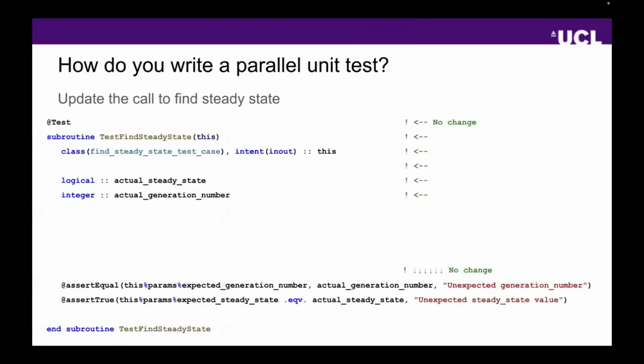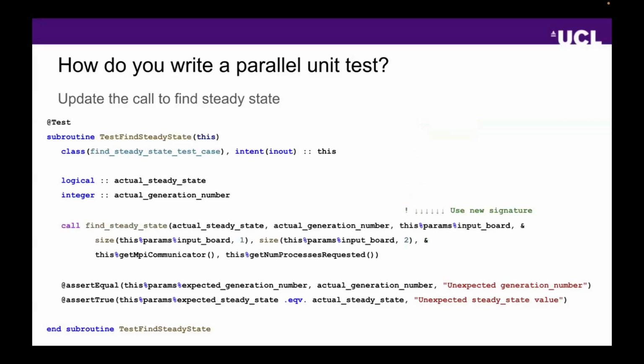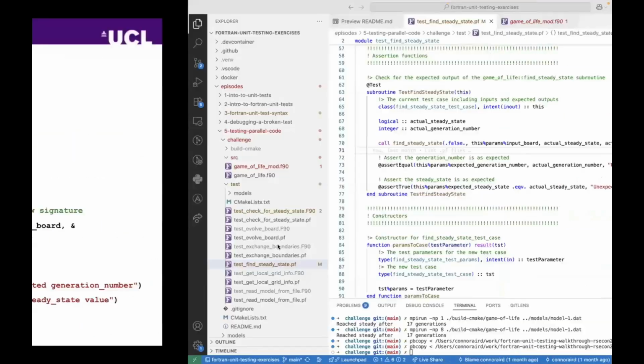So there's no change there. We're still asserting the same things. We still have the same outputs. And we still have the same macros and everything. It's just the call to find steady state that's going to change. And this is where we get the interesting bit about this MPI communicator. So that type that we've extended for the test case provides a type-bound procedure, I believe is the technical term, but like a method on the custom type, which will give us an MPI communicator defined by PFUnit. And we can also get the number of processes that we've requested for this test, which will match that input to the constructor we just did. So we can call this here, well, when we're calling find steady state.